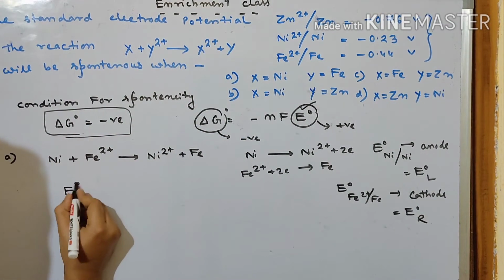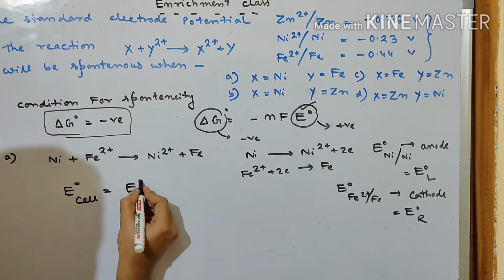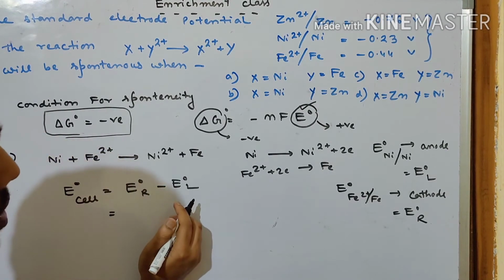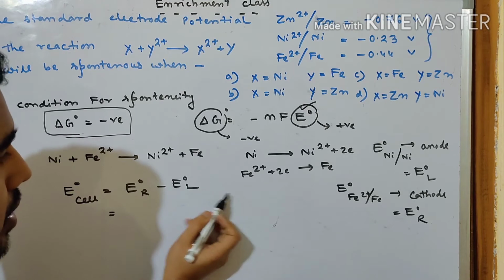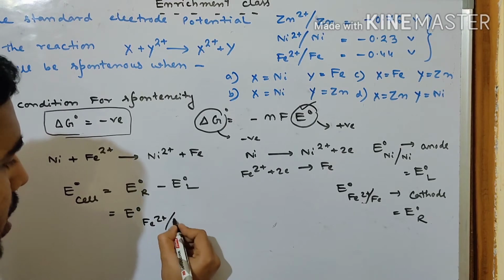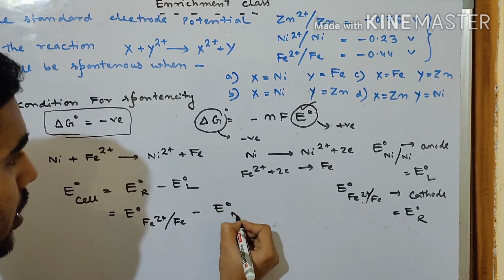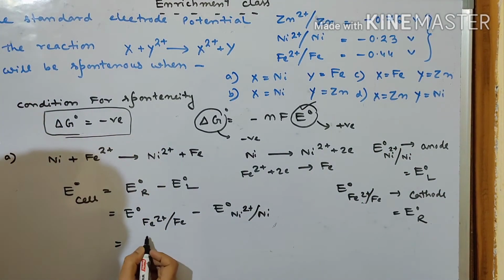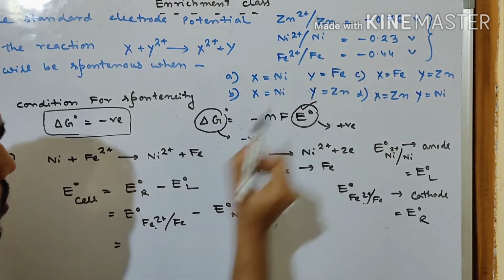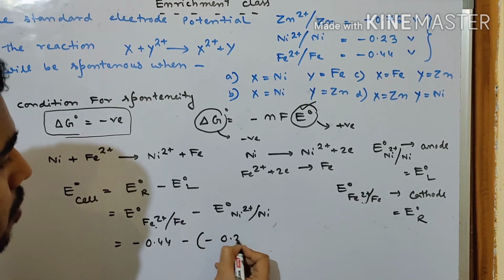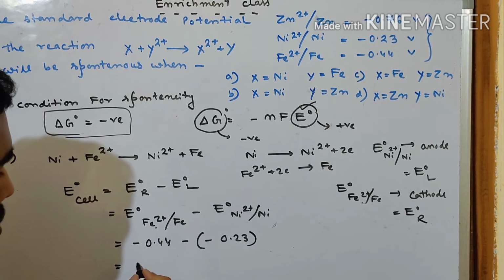So E0 cell we can determine as E0R minus E0L. That means we are basically suggesting that this one is cathode, so it should be E0 of Fe2+/Fe minus E0 of Ni2+/Ni. Now let us check the values. E0 of Fe2+ is minus 0.44, minus of minus 0.23. So if you check, it should be minus 0.21 volt.